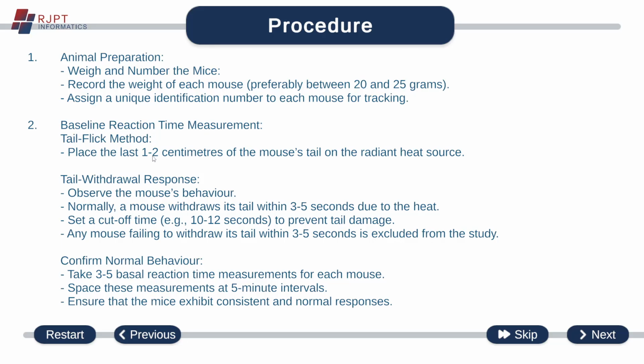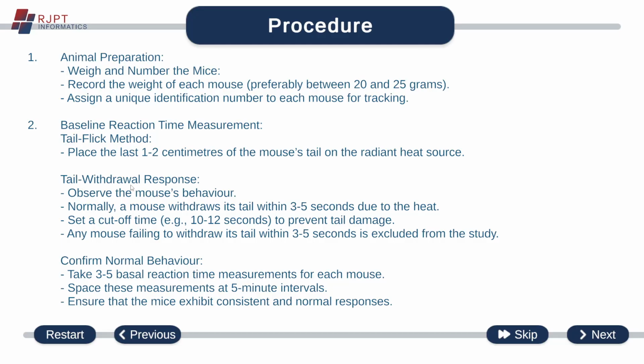We have to perform the tail flick method. Place the last 1 to 2 centimeter of the mouse's tail on the radiant heat source. So when we place our mouse on the analgesiometer inside its cage, the tail of the mouse should be placed on the radiant heat source for at least 1 to 2 centimeter in length.